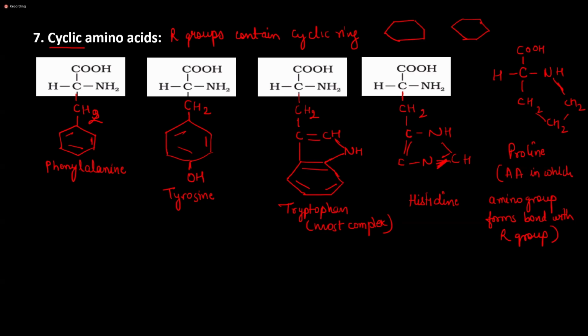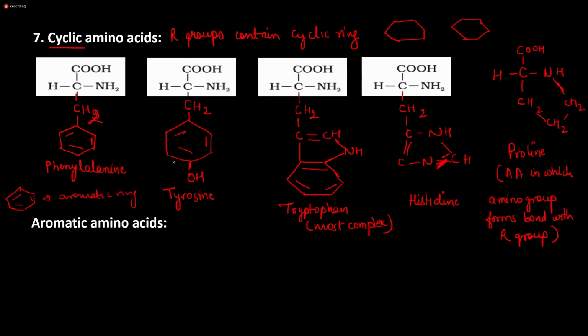Now, if you look at the structures carefully, you can see some of these amino acids contain aromatic rings. We know what an aromatic ring is, right? It contains a benzene ring, and the benzene ring looks something like this. So this is an aromatic ring. Which of these are the amino acids that contain aromatic rings, or can be categorized as aromatic amino acids?